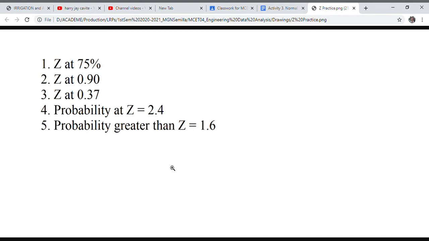Okay, so we will practice here using the standard Z table. We have 5 problems, number 1 to 5. For number 1, we need to find the Z at 75%. That means we need to find the Z score at which the probability is 75%, or if you convert that into decimal, 0.75.